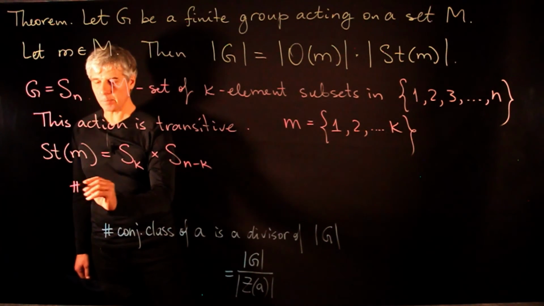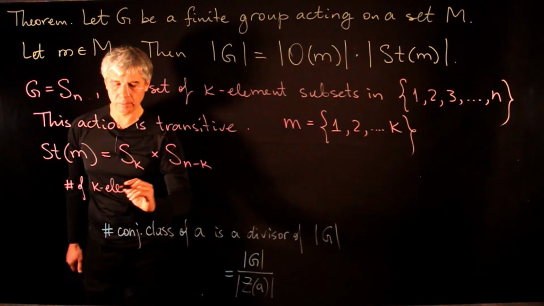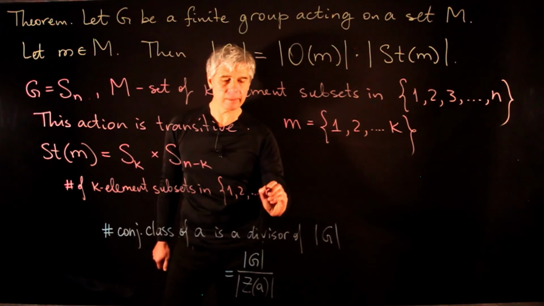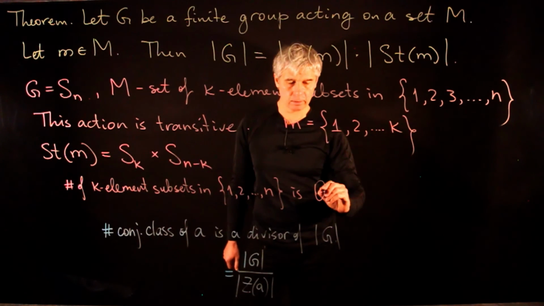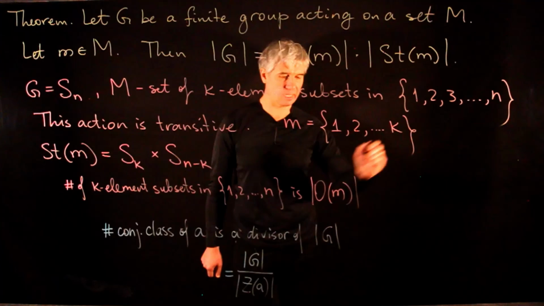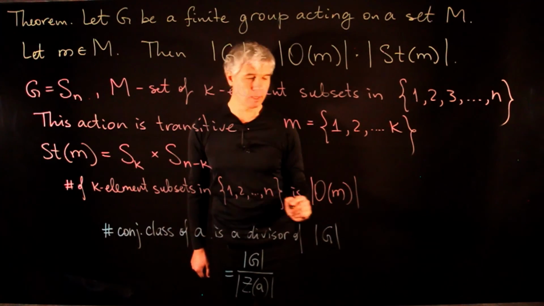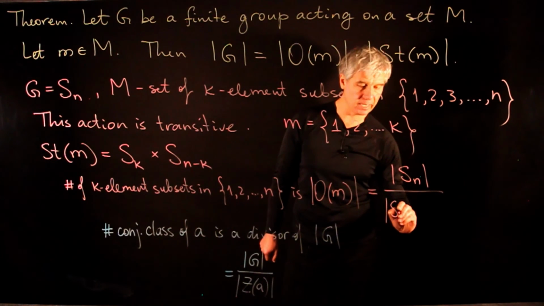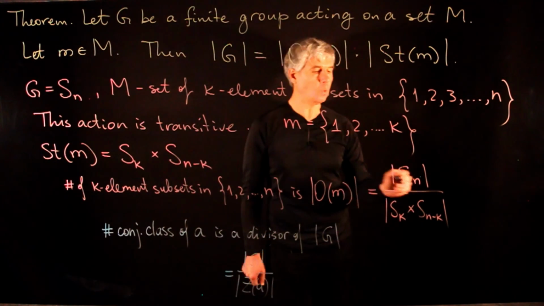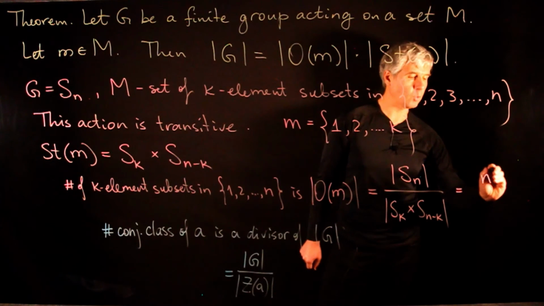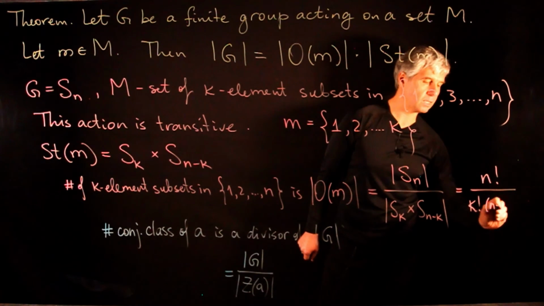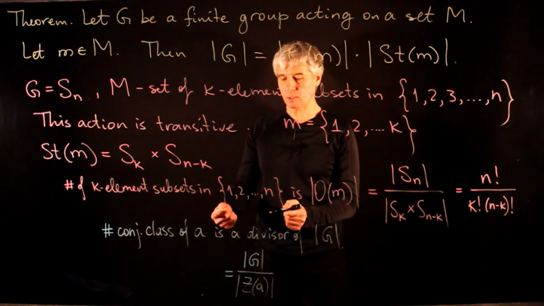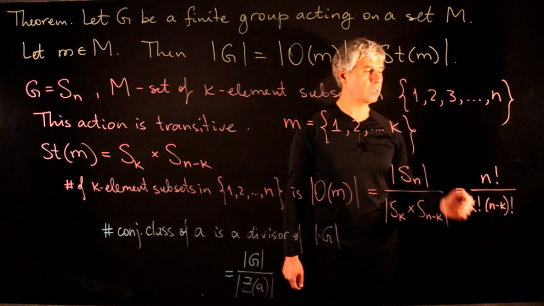And then we conclude that the number of k element subsets in the set 1, 2, up to n is the size of the orbit of M of this element, right? Because of the transitive action, we have a single orbit. And the size of this orbit is equal to the order of the group divided by the order of the stabilizer. And since the order of the permutation group is n factorial, we get the formula n factorial over k factorial times n minus k factorial. And this gives us a well-known result in combinatorics, that in a set of n elements, the number of k element subsets is this binomial coefficient.